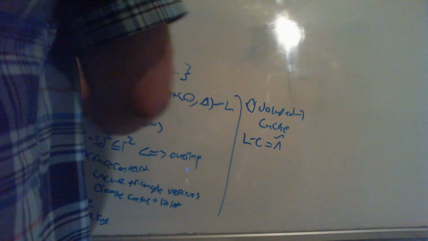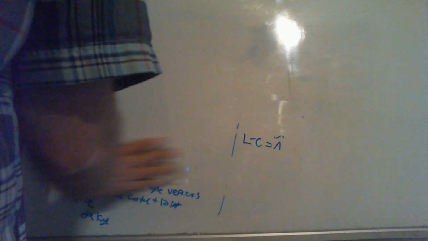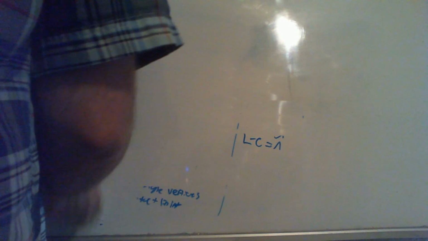So for capsules, it's actually almost identical. At least what I do is I essentially run that loop twice, once for each segment point.